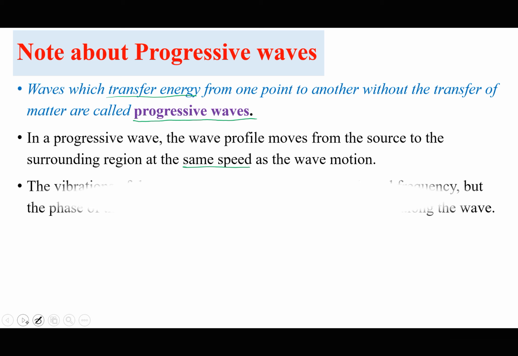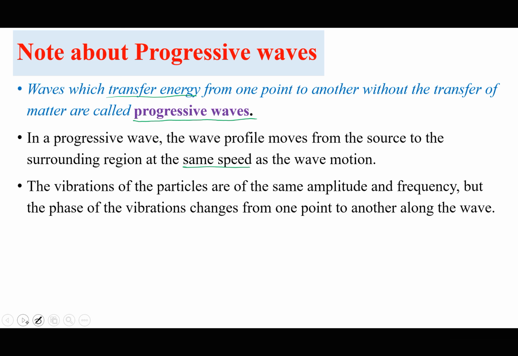And also the vibrations of the particles are of the same amplitude and frequency, but the phase of vibrations changes from one point to another along the wave. Of course, we shall talk about how a phase changes with the time. There could be two particles which have the same phase, but two neighboring particles may not have the same phase, especially in a progressive wave. They have the same amplitude. That is very important because you need to compare progressive waves with stationary waves. All particles reach the same amplitude.